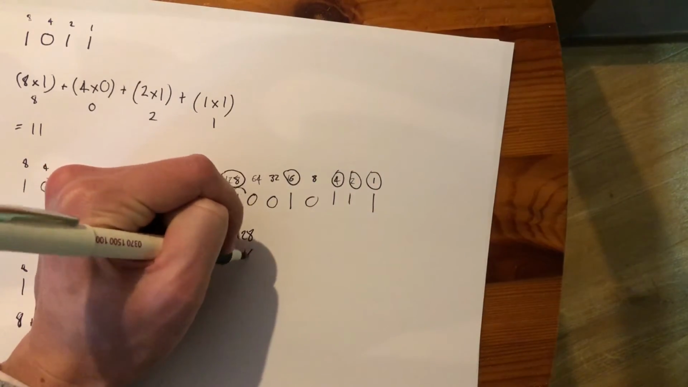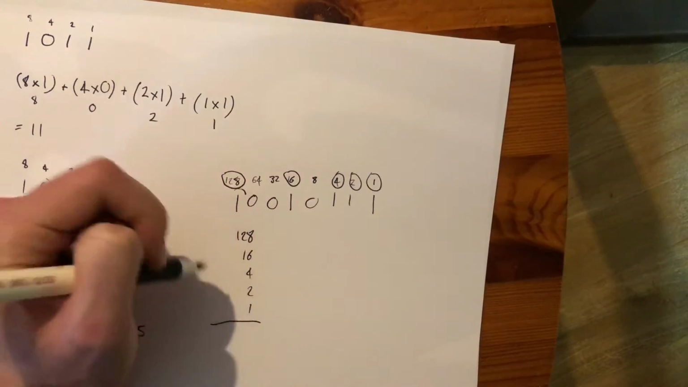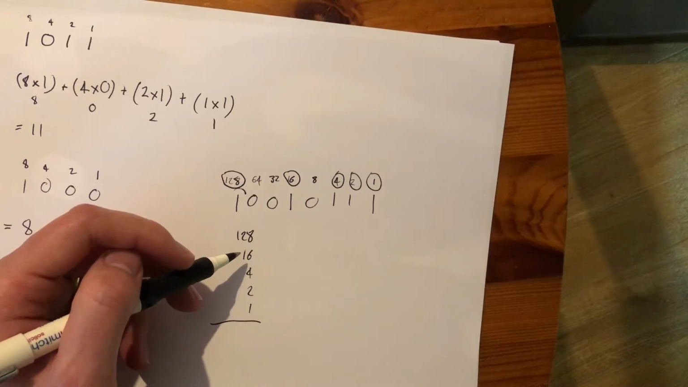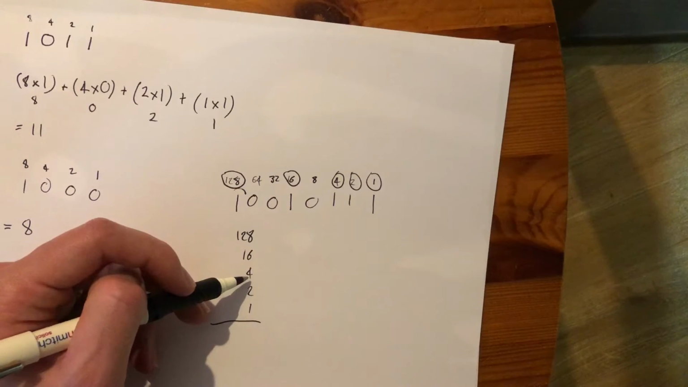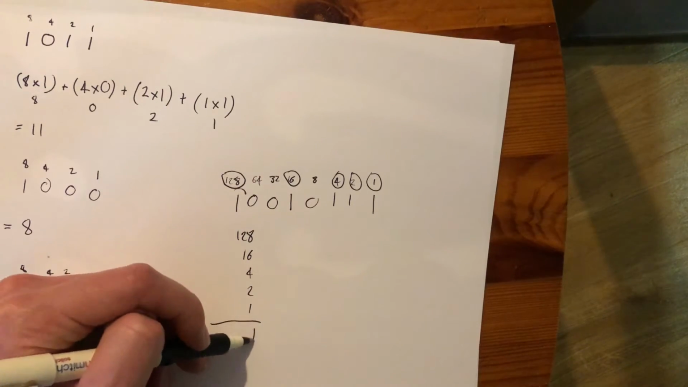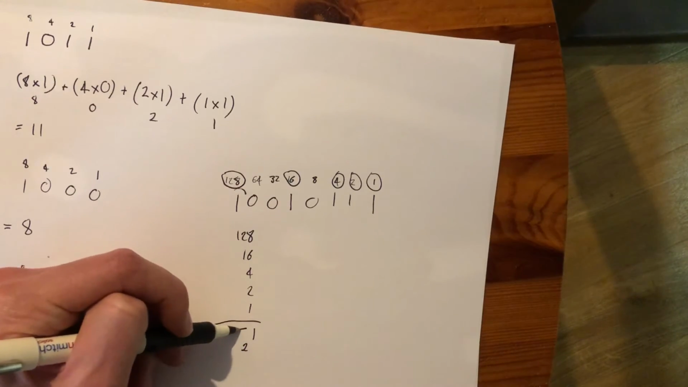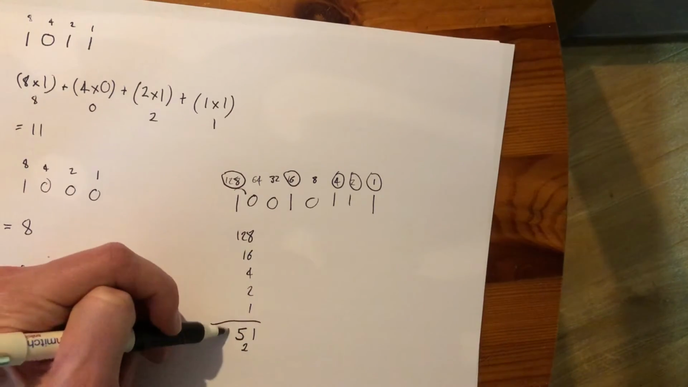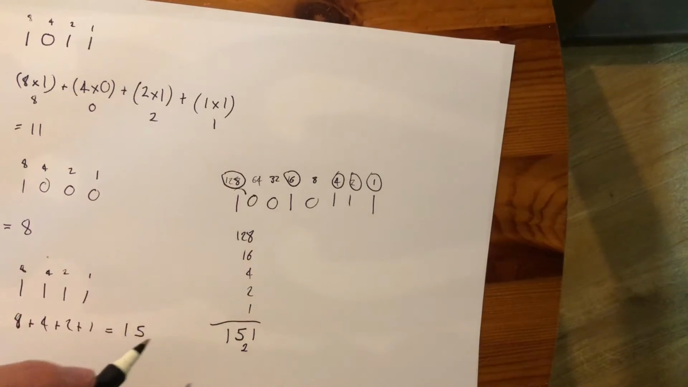128 plus 16 plus 4 plus 2 plus 1. You can do it this way, long addition. 8 plus 6, 14 plus 4, 18, 20, 21. 2 plus 1 plus the 2 carried gives you 5. And then the 1, there you go. Your final answer being 151.